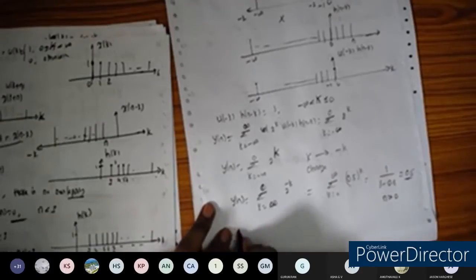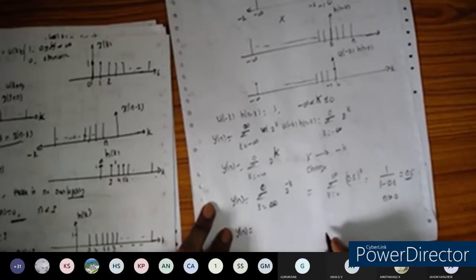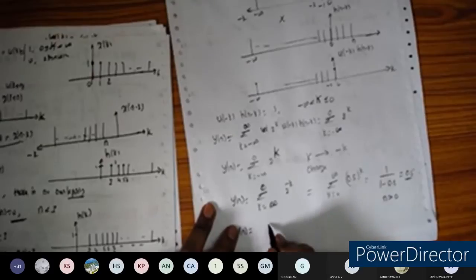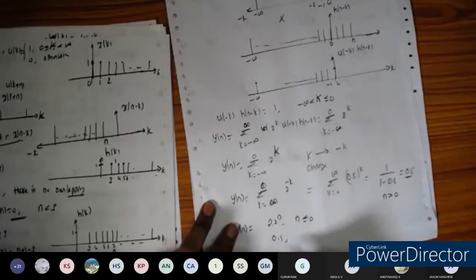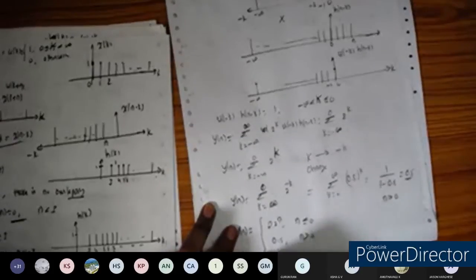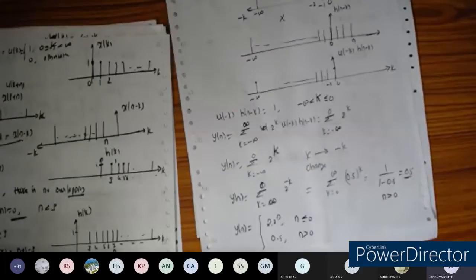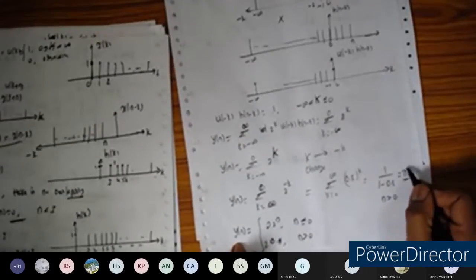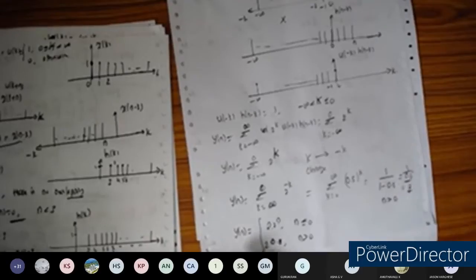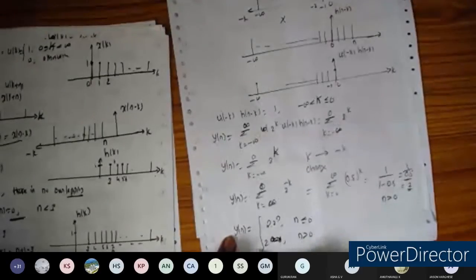Let us relate here. So y of n is equal to 2 into 2 to the power of n for n less than or equal to 0, and it will be equal to 0.5 for n greater than 0. Sorry, 1 by 0.5 is 2, so you will get 2 here.